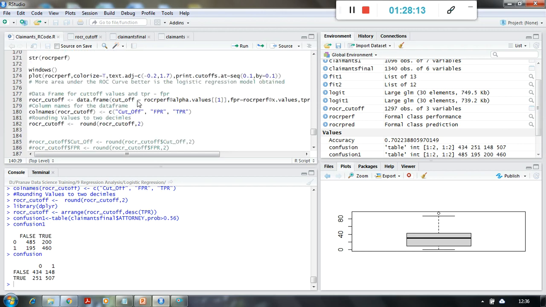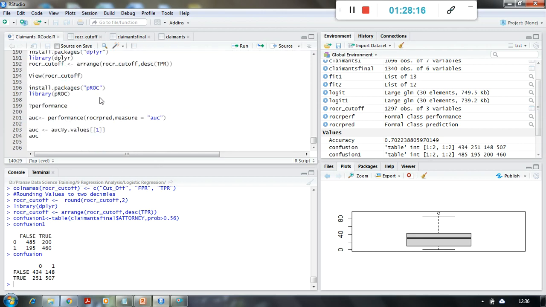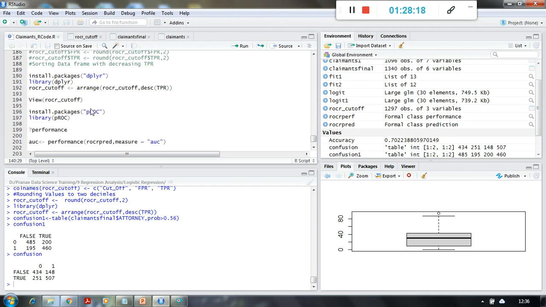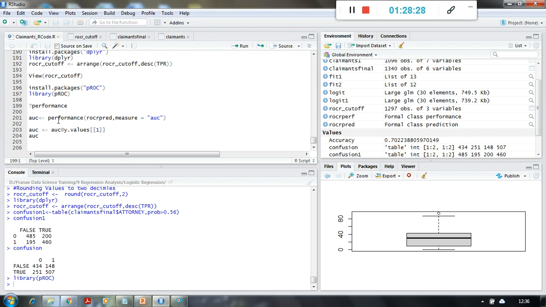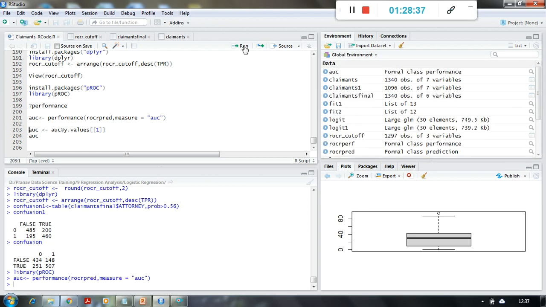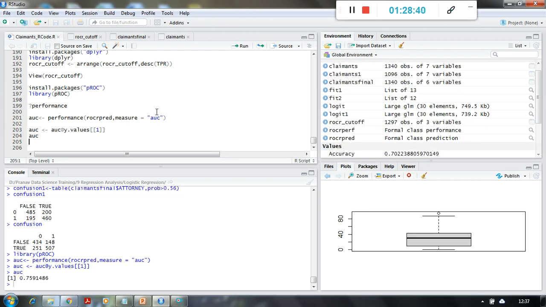Okay, so let us check now the AUC, right? So the package for that is ROCR, and the library ROCR I am importing. I am using the performance function again, where I am passing these ROCR predictions, and I am saying measure is AUC, area under the curve. So let us see what is the area under the curve we have got. We have got almost 76%.